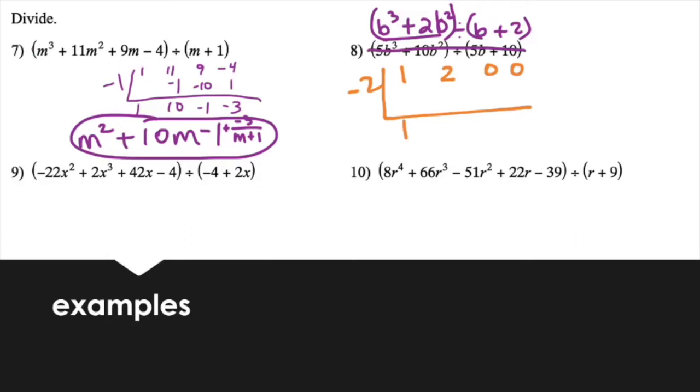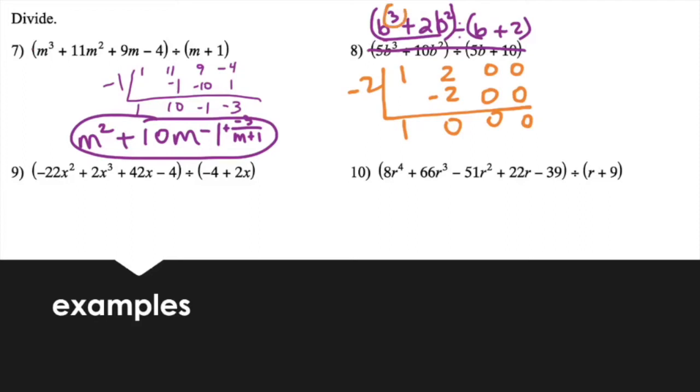Bring down our 1, multiply. We get negative 2 and 0. We could keep going, but since these are zeros and that's 0, we're just going to have zeros all along. But let's just show you. I'm going to multiply that. That'll be 0. Add, we'll get 0. Multiply, it's 0, and add 0. So we have this one thing.